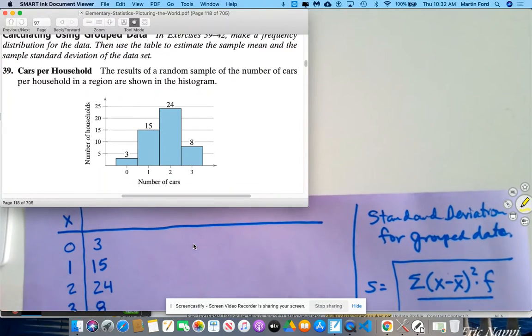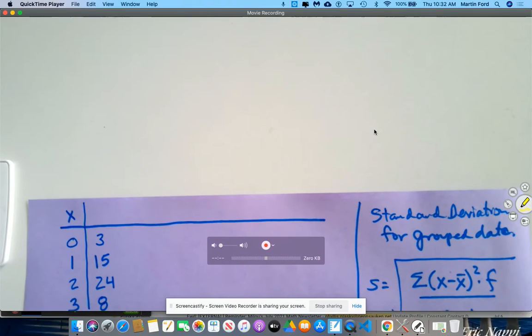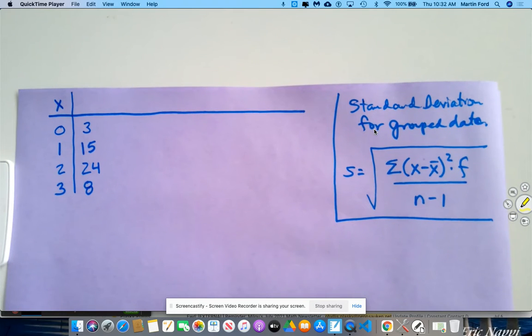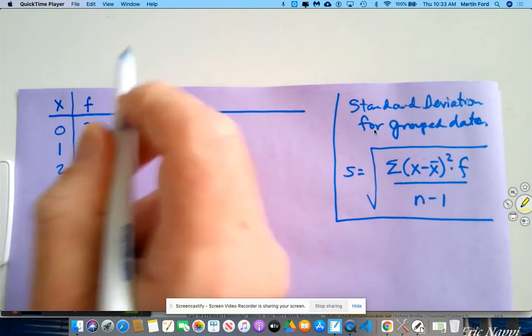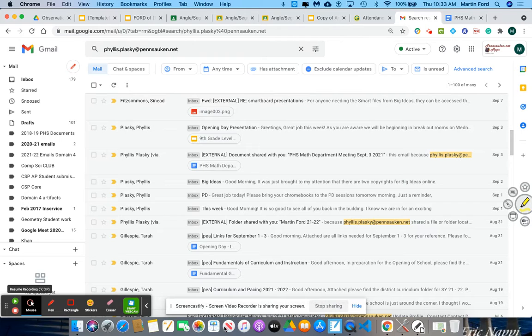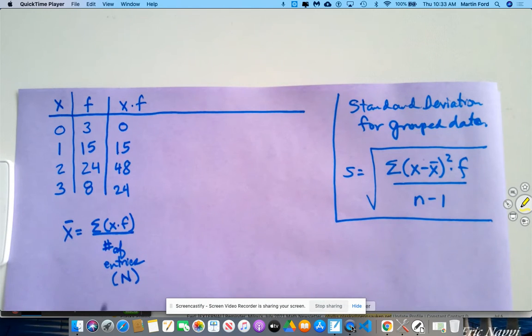Now, we don't have to pay attention to the image anymore. What we want to do is go through and find the standard deviation. In order to do that, we have to start filling out our table. First, we have to determine what the mean is for this data. We did this earlier in this chapter in section 2.1.